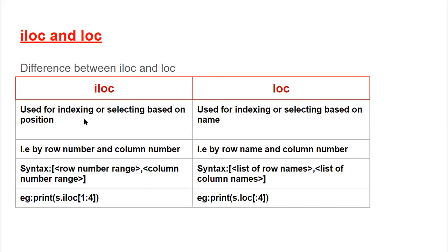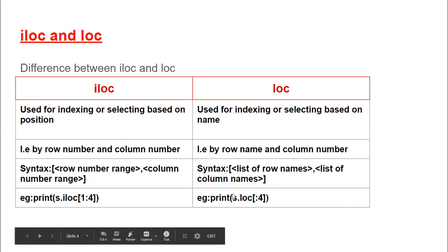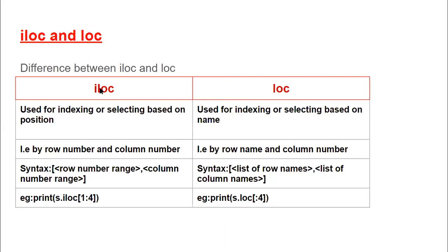So iloc is used for indexing or selecting based on the position. With the help of the position you want, you have to use iloc, or with the help of the name, indexing or selecting based on the name, what name you have given. With that, this is called indexing. Index location, and this is just the location, that's why iloc is used for indexing or selecting based on position, and here it is based on the name. That is the main difference between iloc and loc.